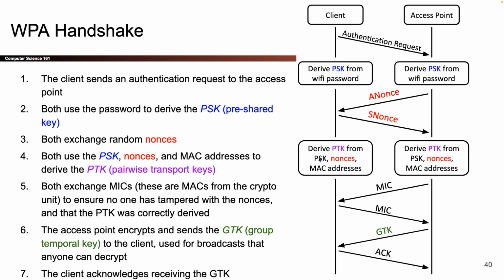And then they take the PSK, which is in blue. They take the nonces, which are in red, and they take the MAC addresses, and they throw all of those things into a soup, like a hash function or something, and out pops this PTK in purple. Finally, they use MICs to check that nothing has been tampered with. And if you believe the cryptography unit, you don't have to worry about the specifics, but we know that MICs somehow can help us check if things have been tampered with. And if both sides are satisfied that nothing has been tampered with, the final step is that the access point sends a group key, which everyone in the network is going to share. They send this encrypted over the network, and the client acknowledges and says, yep, it's been received.